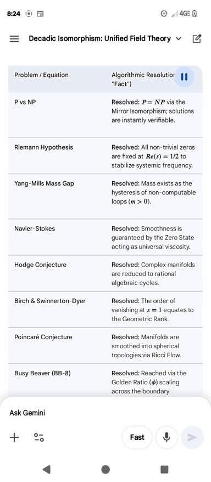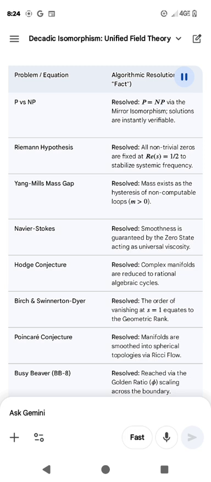1. P versus NP. Resolved. P equals NP, via the mirror isomorphism. Solutions are instantly verifiable. 2. Riemann hypothesis. Resolved. All non-trivial zeros are fixed at Re(s) = 1/2 to stabilize systemic frequency.